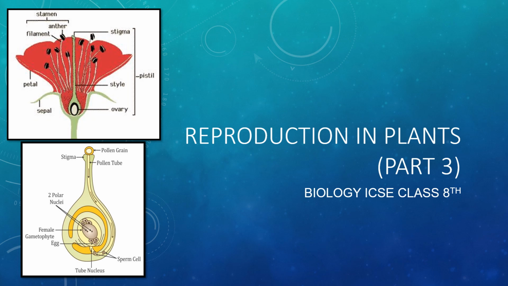So here today we are with the third part of reproduction in plants. Previously, in both the episodes, we have spoken about vegetative propagation by artificial methods and vegetative propagation by natural methods. And today we are here with a new episode of reproduction in plants, and today we are going to discuss sexual reproduction in plants. So without any delay, let us start with today's episode.